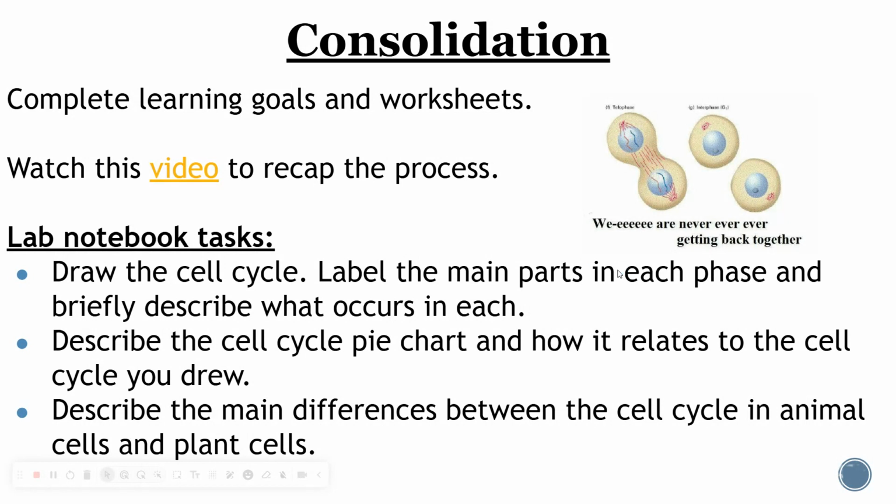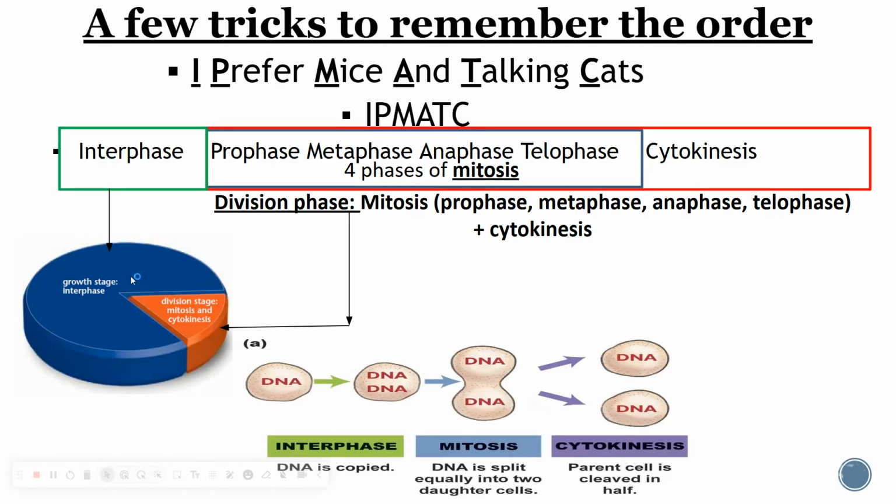Some recommendations for your lab notebook when you're doing your summary, depending on what the direction was from your teacher, but oftentimes you'll be asked to do a 2-page summary for the entire unit. When you can draw out the cell cycle, the actual chart, label the main parts, so interphase versus the division part. Can you describe that chart? Can you describe the main phases and the main differences between plant and animal cell cycle, especially at the level of cytokinesis? Can you draw this chart and then around it draw the different phases?